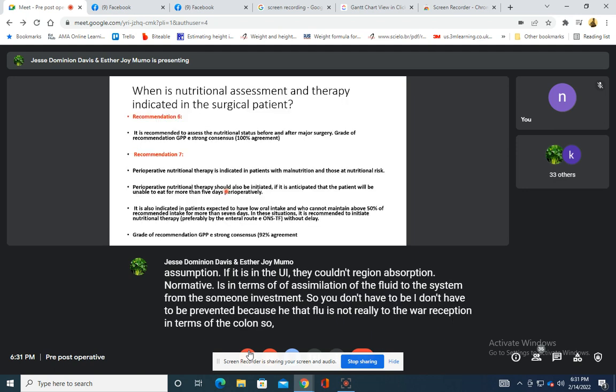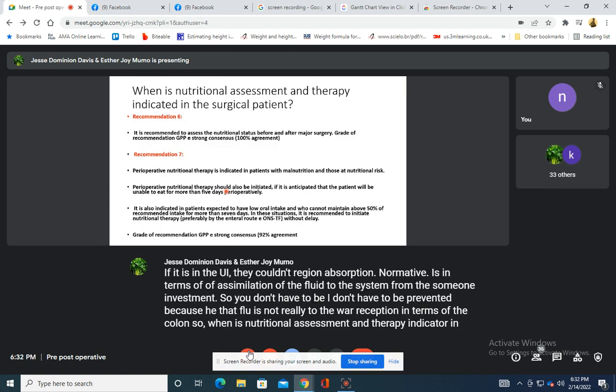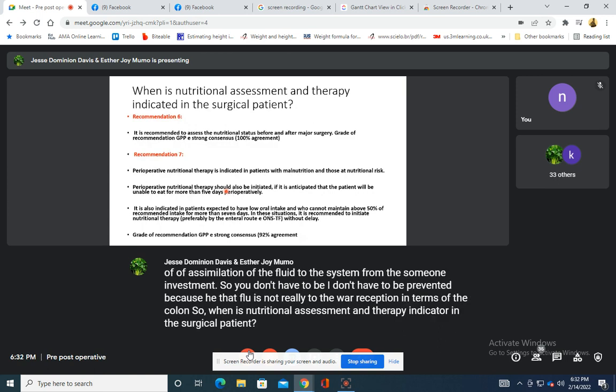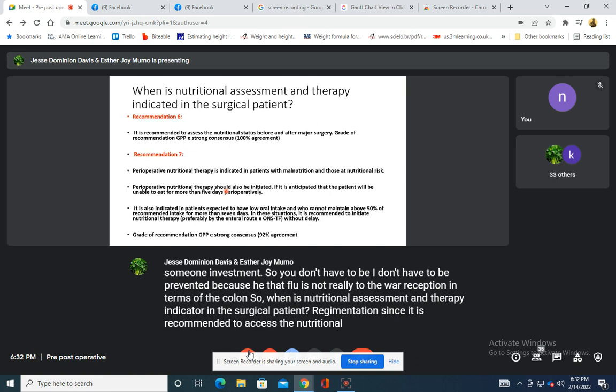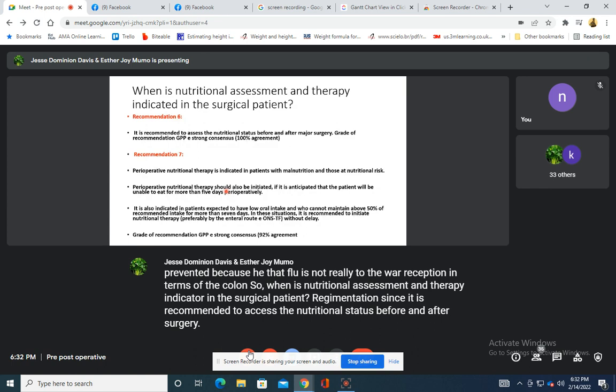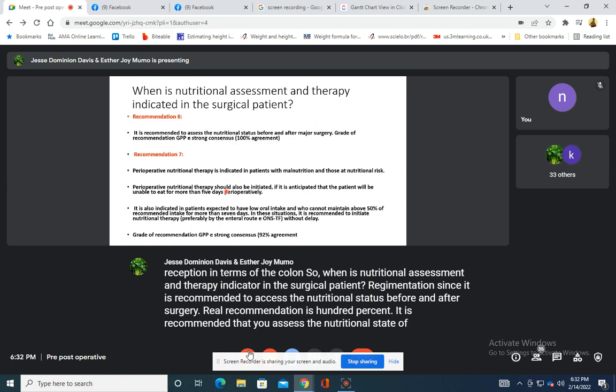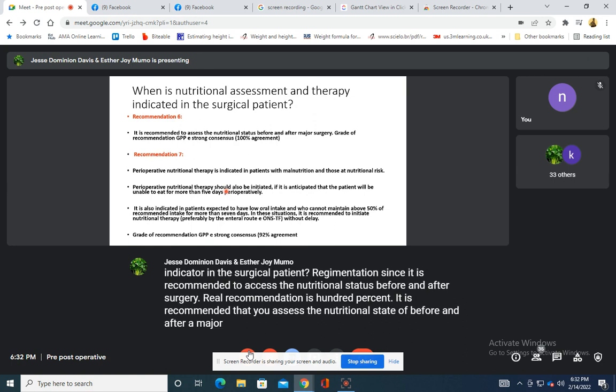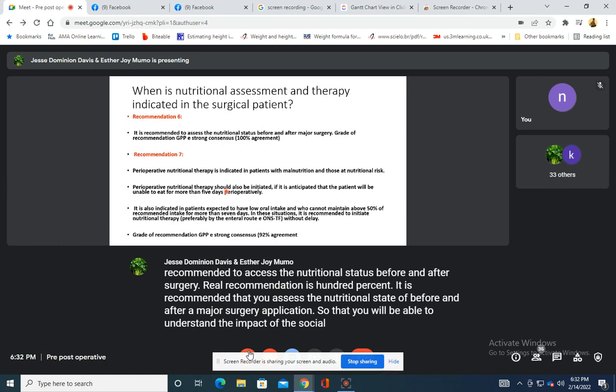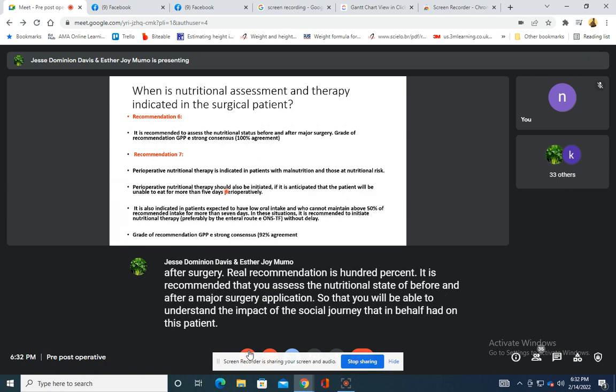So when is nutritional assessment and therapy indicated in the surgical patient? Recommendation says it is recommended to assess the nutritional status before and after surgery. Grade of recommendation is 100%. It is recommended that you assess the nutritional status before and after a major surgery of this patient, so that you will be able to understand the impact the surgery might have had on this patient compared to when you did your initial assessment.